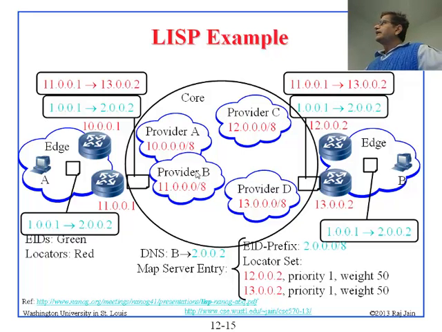Okay. Now when you go to DNS, all DNS will tell you that the B is at 2002. So DNS doesn't really know where B is. It all knows is that the ID of B is 2002. When you go to map server, it says 2002 is available by two locations, either 12 or 13.